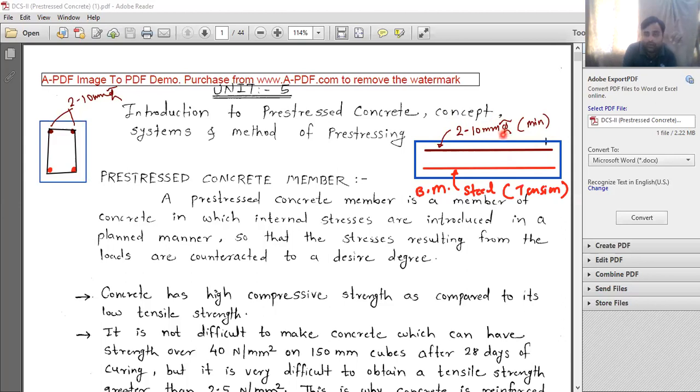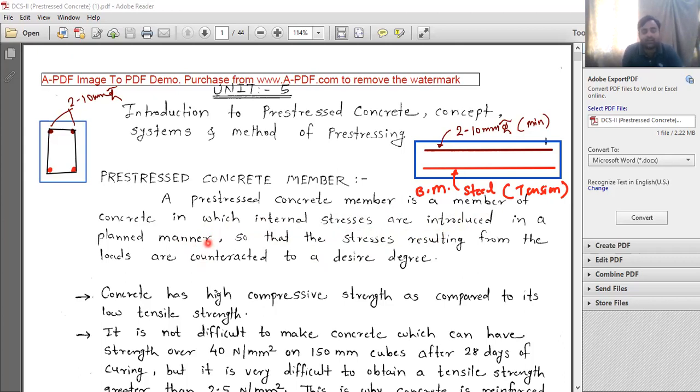Okay, are you getting this point? If you read this, the same thing is over here. A prestressed concrete member is a member of concrete in which internal stresses are introduced in a planned manner. The word used here is introduce, meaning purposefully we introduce the stresses. So we introduce the stresses in a planned manner.